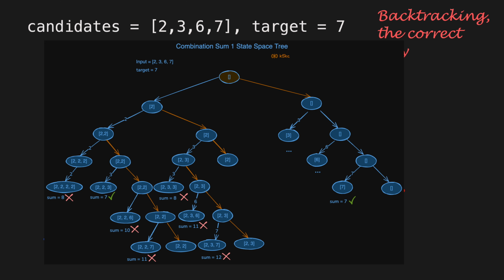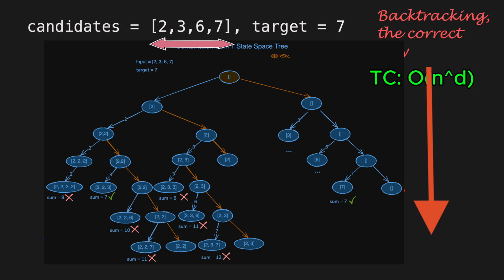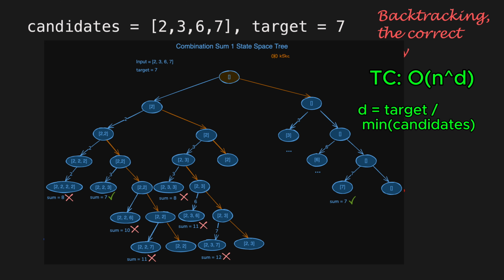Here is a more visually appealing recursion tree created using Excalidraw in case you prefer it. Now, the time complexity of this approach is O of n to the power of d, where n is the size of the candidates and d is depth of the tree. And the reason for this is the depth of the recursion is proportional to target by minimum of the candidate. For example, here for target equal to 7 and minimum candidate equal to 2, depth of the recursion will be at least 4 with combination as 2, 2, 2, 2.